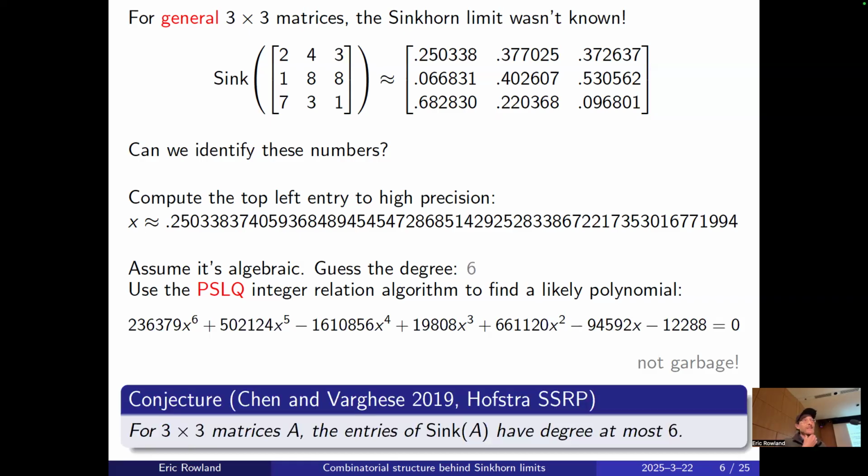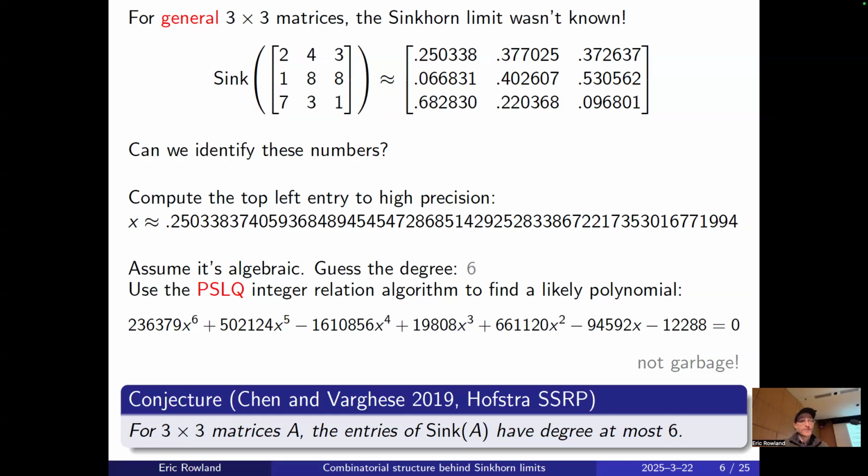And in the summer of 2019, I had 2 high school students working with me, so Hofstra has a summer science research program for high school students. And this is what they did that summer. They took matrices with positive integer entries, ran the iterative scaling process till they got a fixed point, and then used PSLQ to try to guess the polynomials that were the representations of the entries, and look for patterns in the polynomials, and in particular try to understand what the degree was doing as you increase the matrix size.